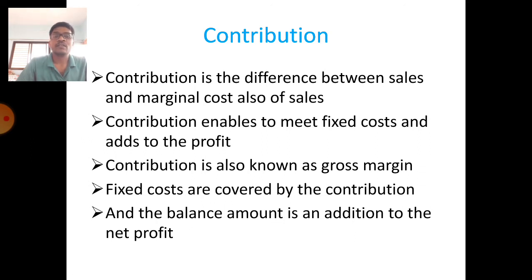To calculate the contribution, take the turnover and subtract variable cost, meaning various types of variable cost like indirect material, indirect labor and indirect expenses. Selling price minus variable expenses, divided by selling price, into 100, gives the contribution, which is very helpful when calculating the marginal cost of the product.